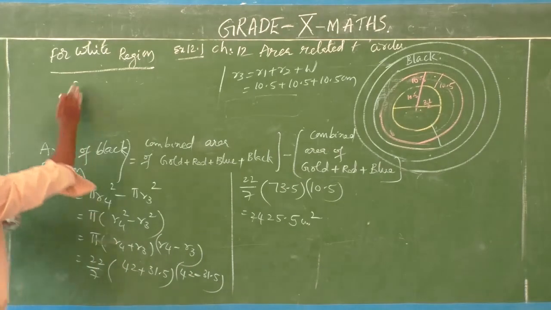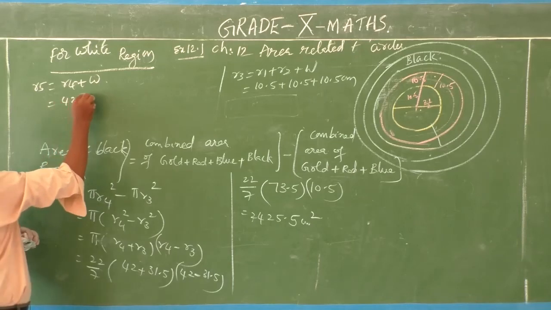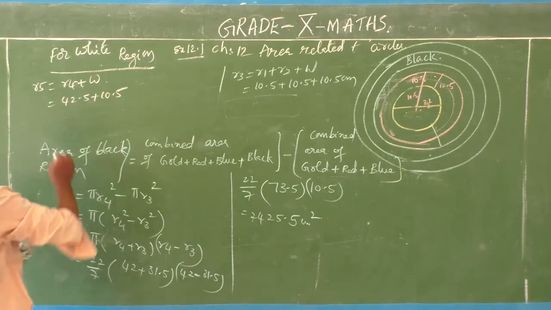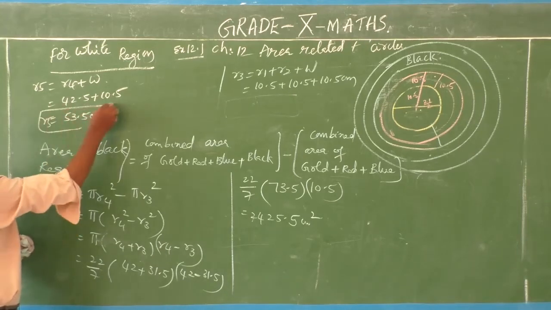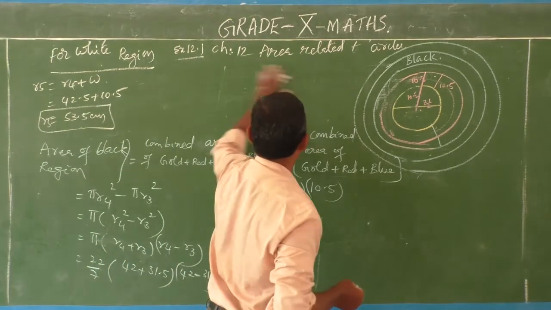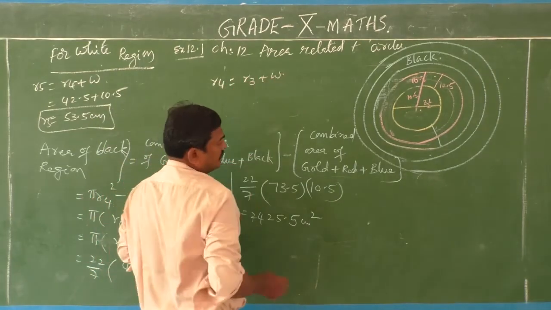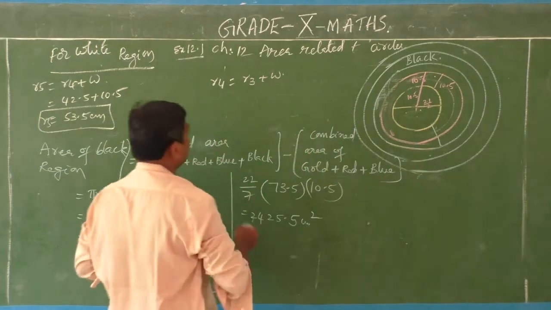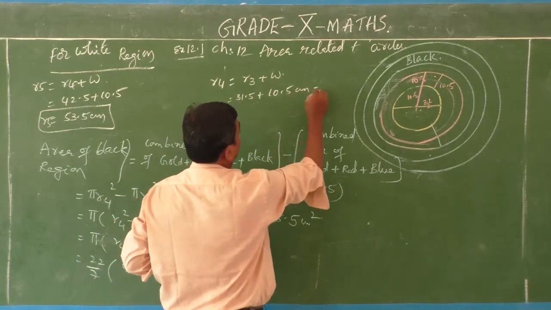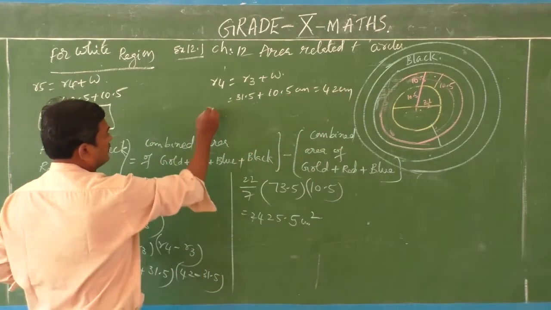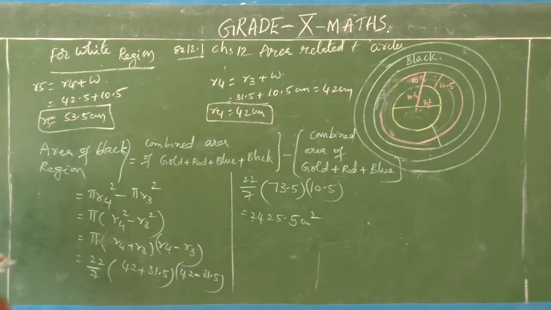That means R5 equal to R4 plus width. That equal to 42.5 plus 10.5. That equal to 53.5 centimeter. This is R5. Now here R4 equal to R3 plus width. So 1, 2, 3. So R3 means 31.5 plus 10.5 centimeter. That equal to 42 centimeter. R4 equal to 42 centimeter.